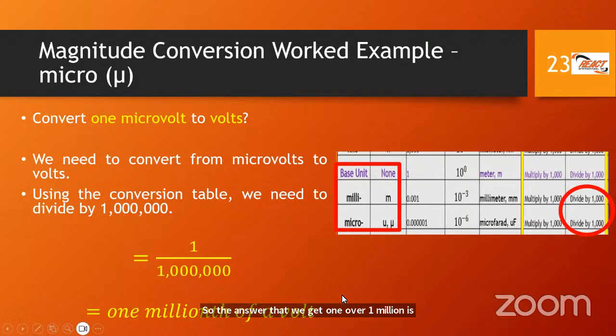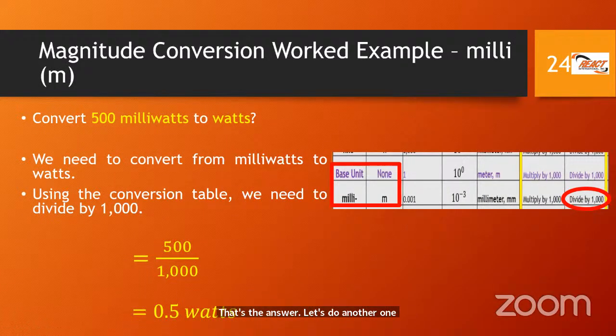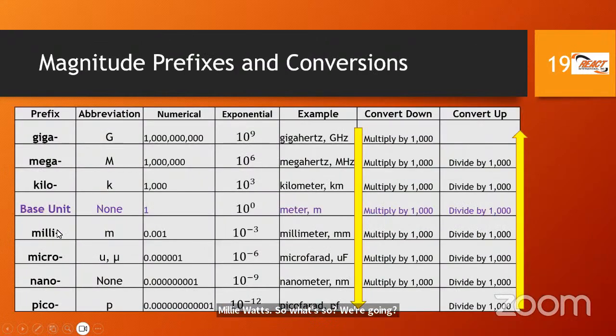That's the answer. Let's do another one. Magnitude conversion, this time milliwatts to watts. So let's go to our trusty table. Milliwatts to watts. Watts will be just the base unit, right? There's no prefix. So milliwatts to watts. We're going up, and therefore we are expecting to divide by 1,000 because we're converting upwards.